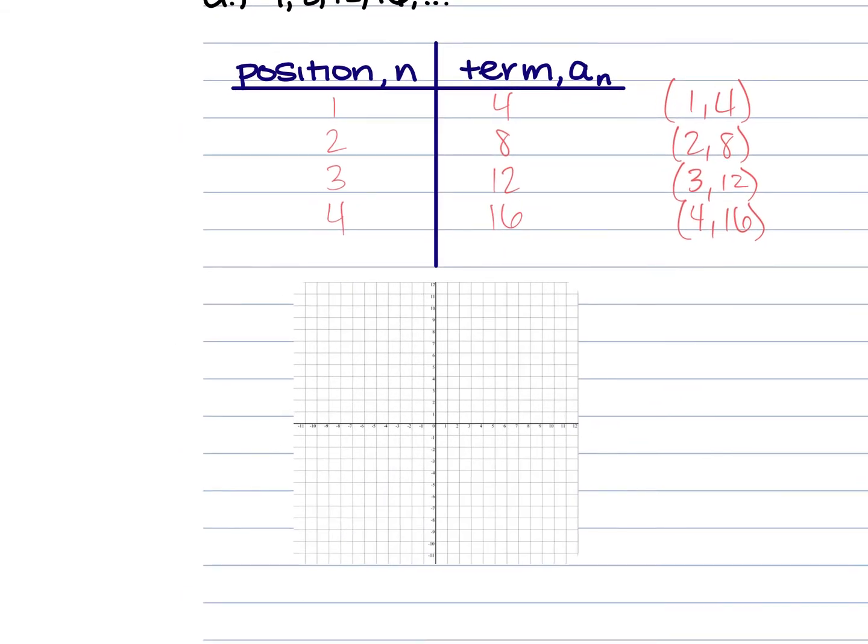Plot the first 3. The fourth one's going to be off the graph, so you can add it up to 16 if you want and put a dot all the way up here if that floats your boat, okay? But you don't have to. Just plot the first 3. What do you notice about these 3 points? Let's make some observations here.